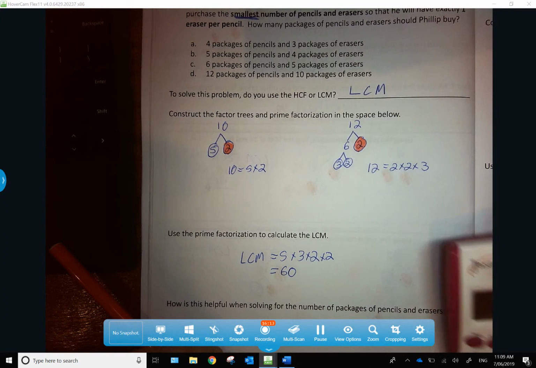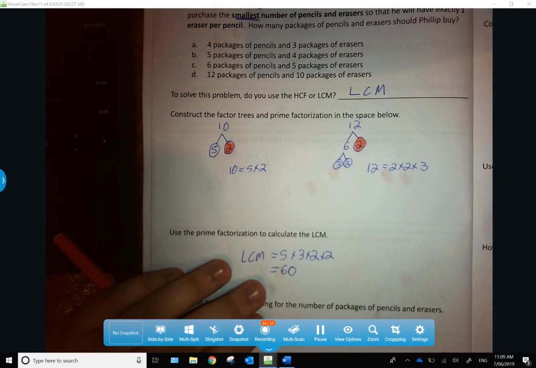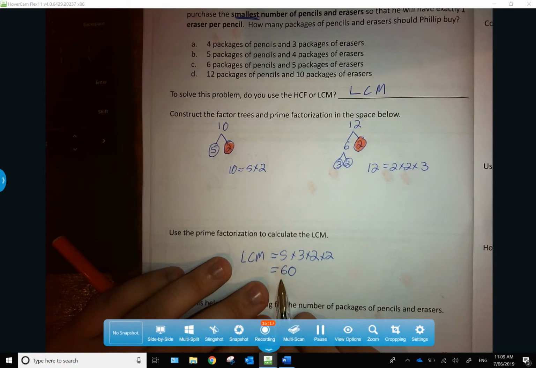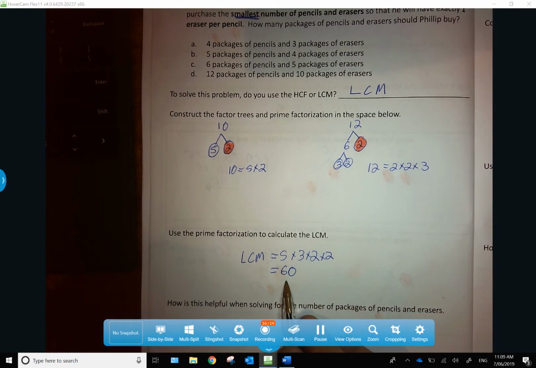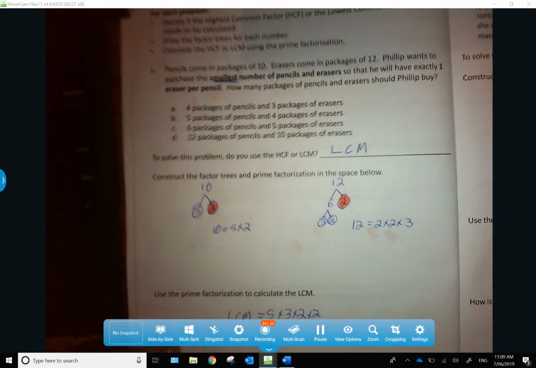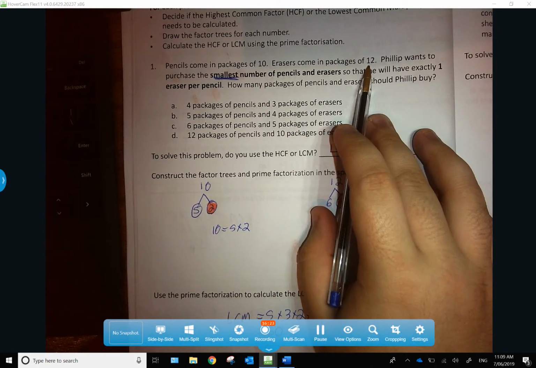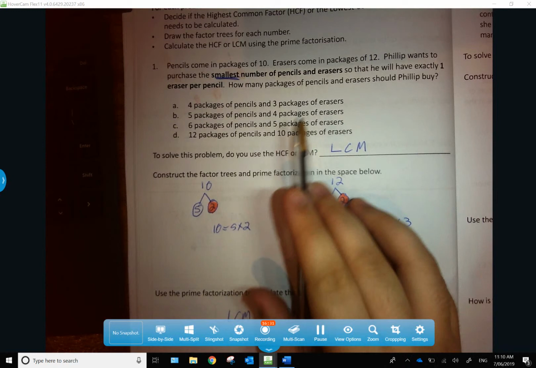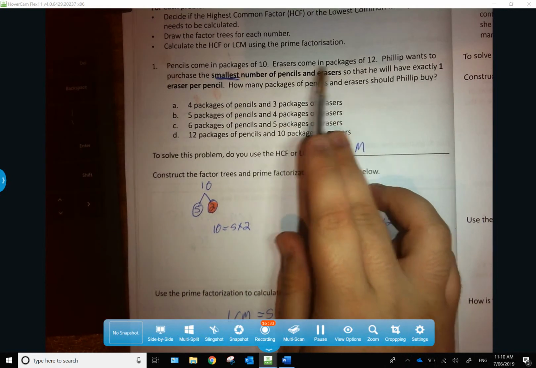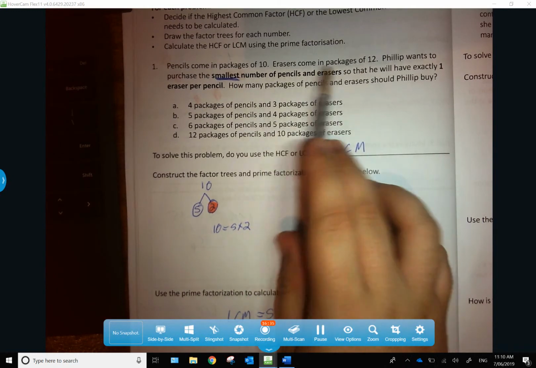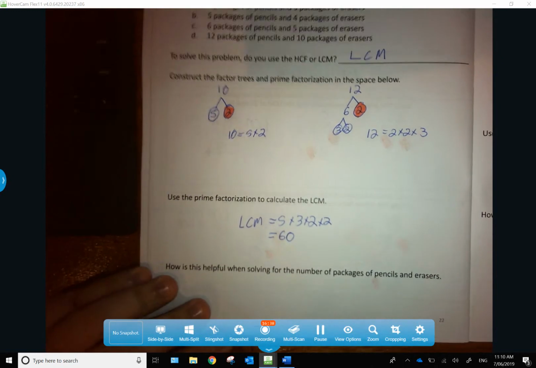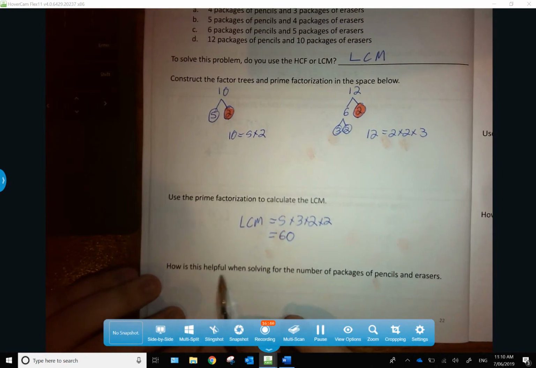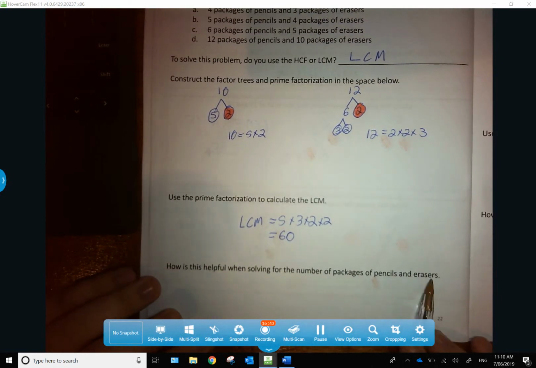Okay. So what does that tell me? 60 is the lowest common multiple between 10 and 12. So I'm probably going to need 60 pencils and 60 erasers, and that's the first time that those two things will be in common with each other. Okay. So, how is this helpful when solving for the number of packages of pencils and erasers?